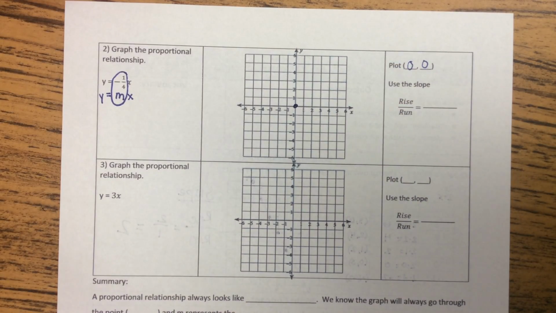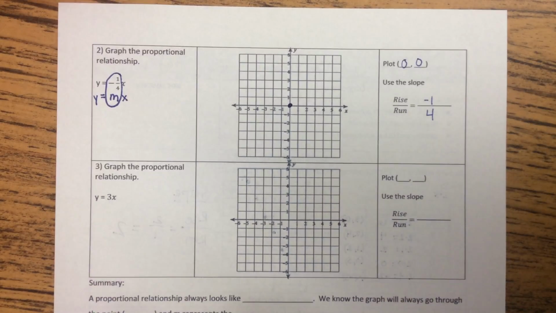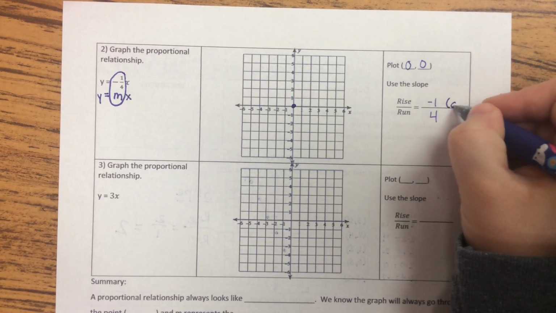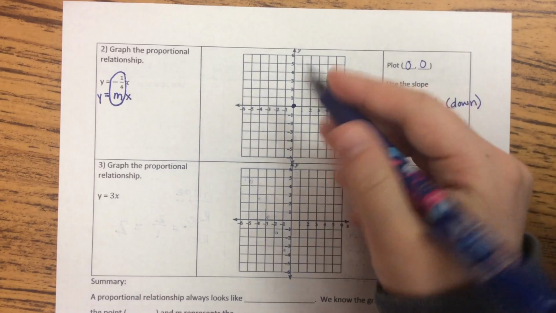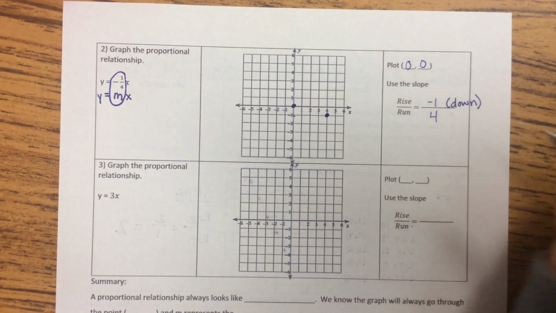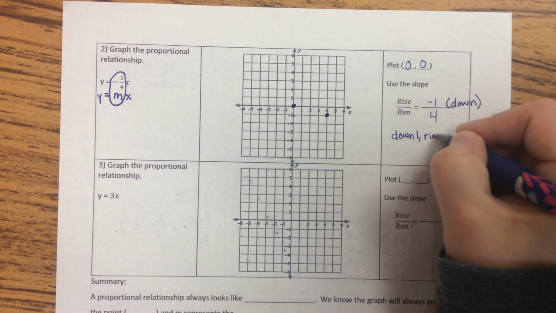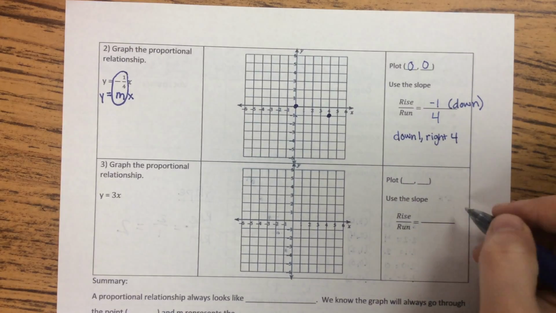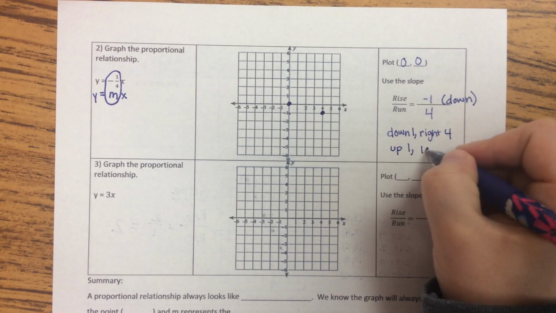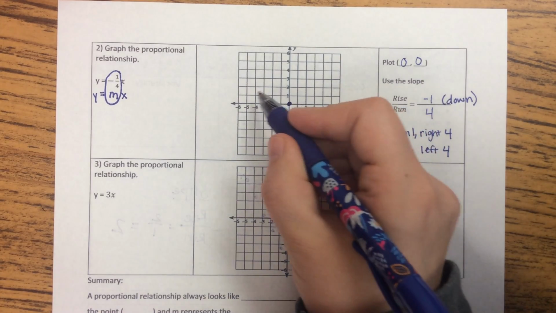Then I'm going to use my slope. So my slope is negative 1/4. So that's my rise and my run. So my rise is negative 1. That actually means I'm going to go down 1 and then over 4. Okay, so I could go down 1, right 4. Another way I could have done this is by doing the opposites of that. So instead of down, I could have gone up 1, and then instead of right, go left 4. Okay, so from that point, I could go up 1, left 4.